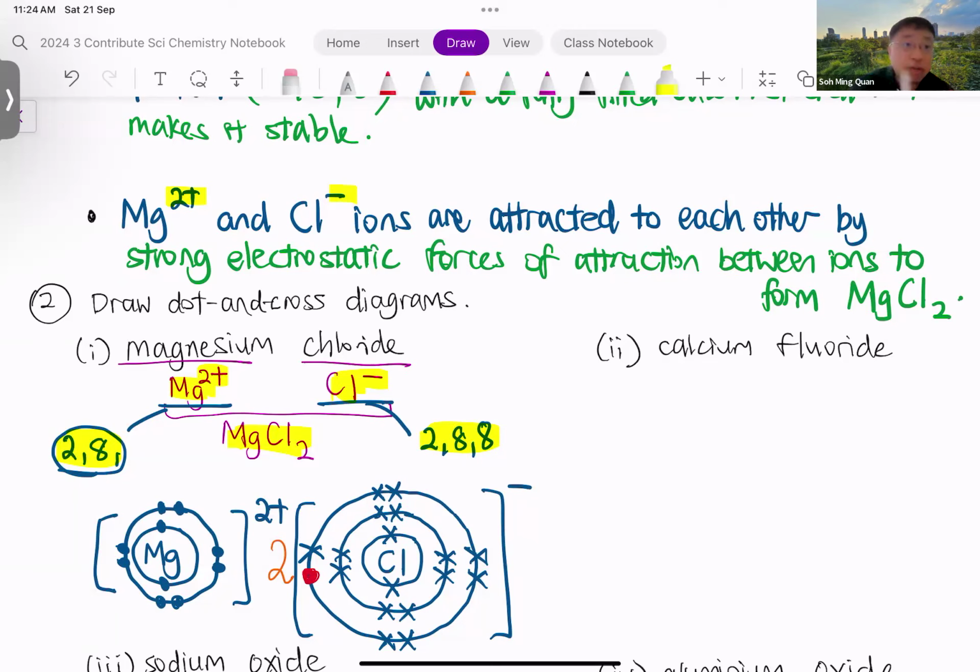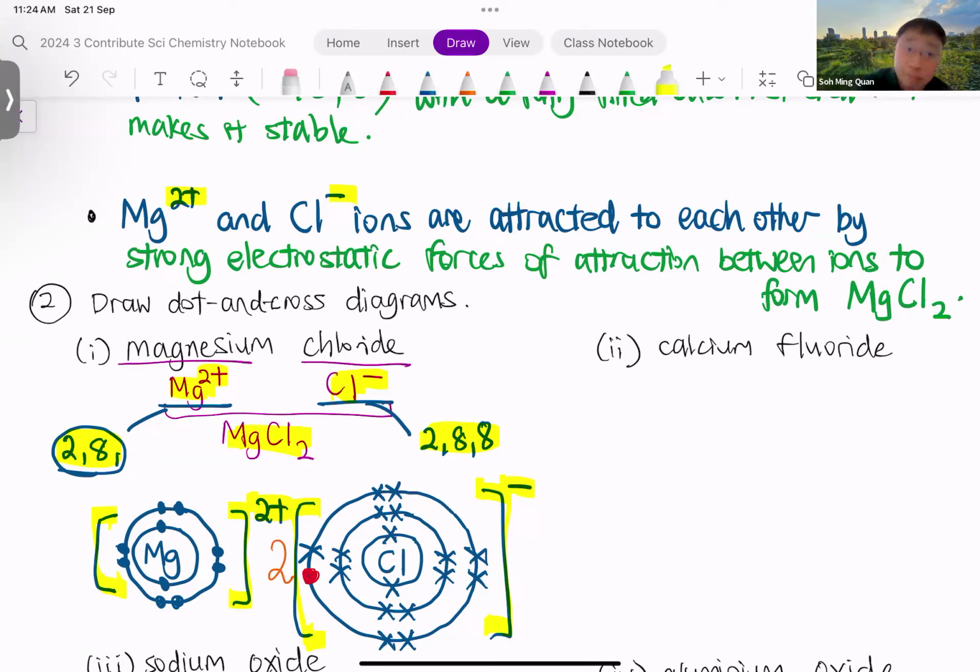Finally, you need to be mindful of some of the common mistakes that students will make. Some common mistakes I've seen is the lack of the square bracket and the charge. You must have square brackets and the charge. Some students have put the square bracket but forgot to put the charge. You need to indicate whether it's plus or minus.